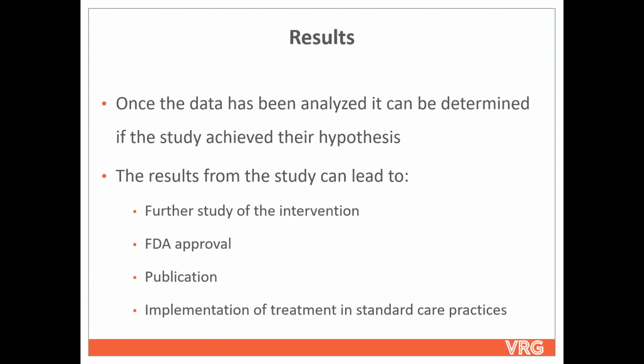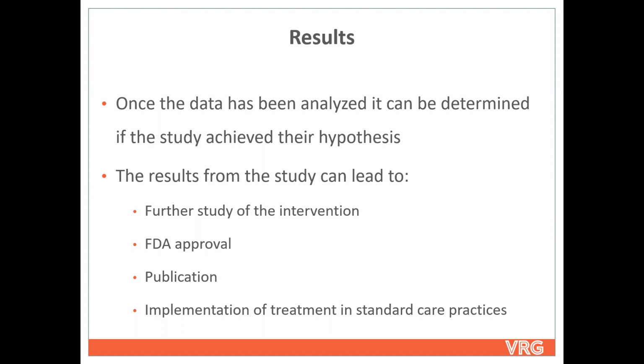And then after the data analysis is complete, we move on to the results. Once the data has been analyzed, it can then be determined if the study achieved its hypothesis. Results from the study can lead to many different things. This could be where we want to study the intervention further, so we might have seen something positive. Maybe we partially met the hypothesis, so we need further or larger studies to confirm.